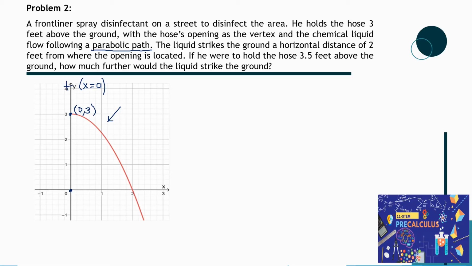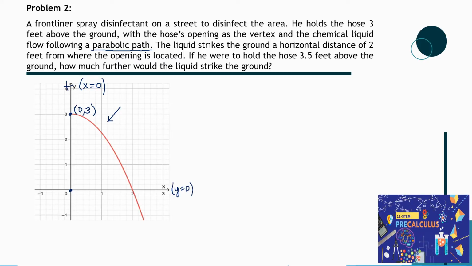Since the trajectory of the liquid is vertically downward from a height of 3 feet to the ground, or in this illustration, it flows towards the positive x-axis. Okay, so it's the point right here. So again, you can place the figure anywhere you want, but it's advisable if you will maximize the use of the origin.